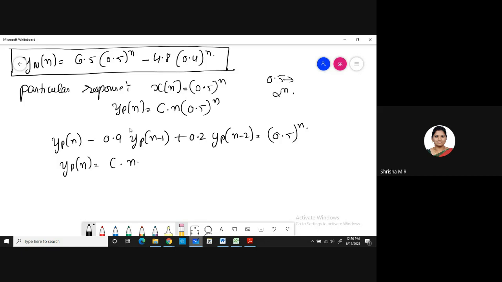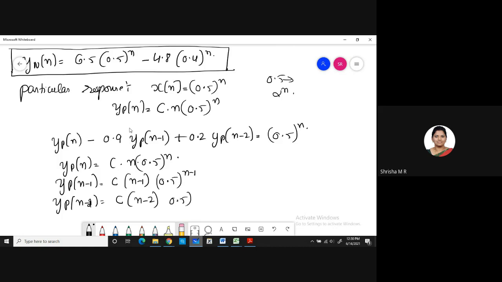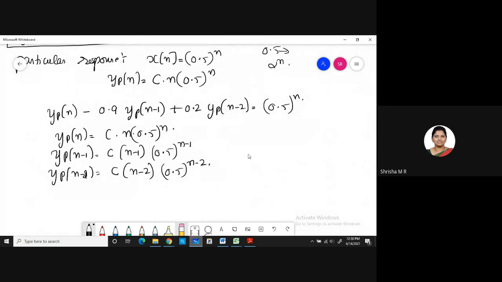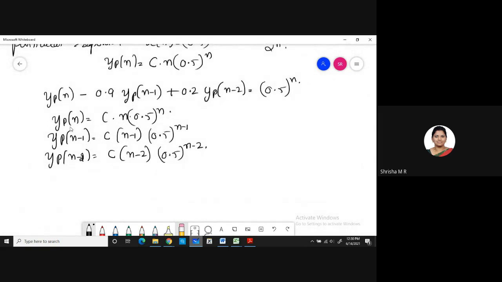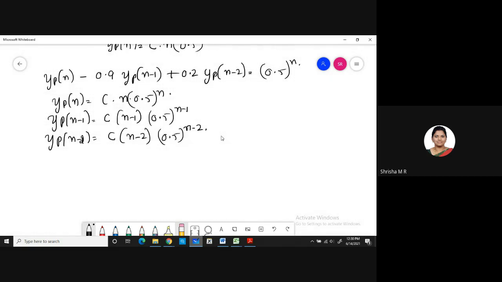So yp of n was C into n into 0.5 to the power of n. So yp of n minus 1 would be equal to C into n minus 1 into 0.5 to the power of n minus 1. Okay. And yp of n minus 2 would be C into n minus 2 into 0.5 to the power of n minus 2. Got it? Clear? So after getting this, we are just putting n in place of n minus 1 and n minus 2. So now put that in this equation.